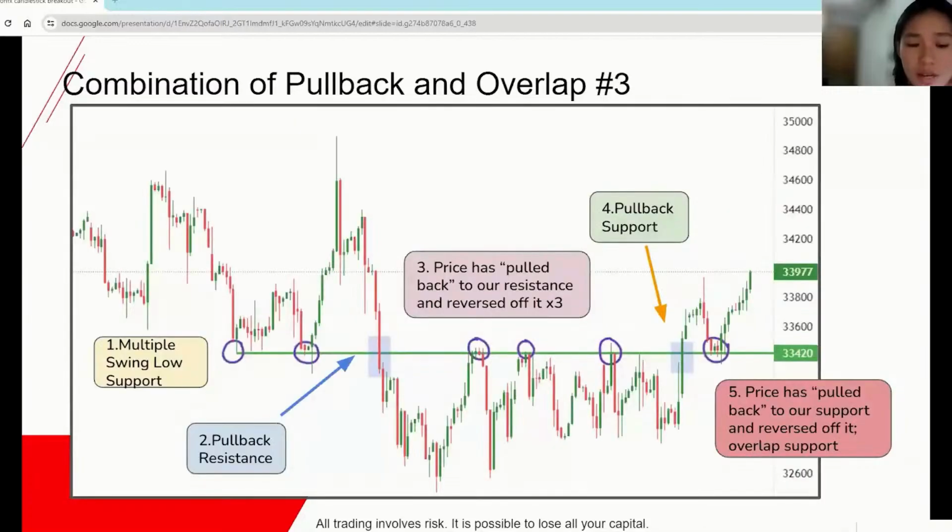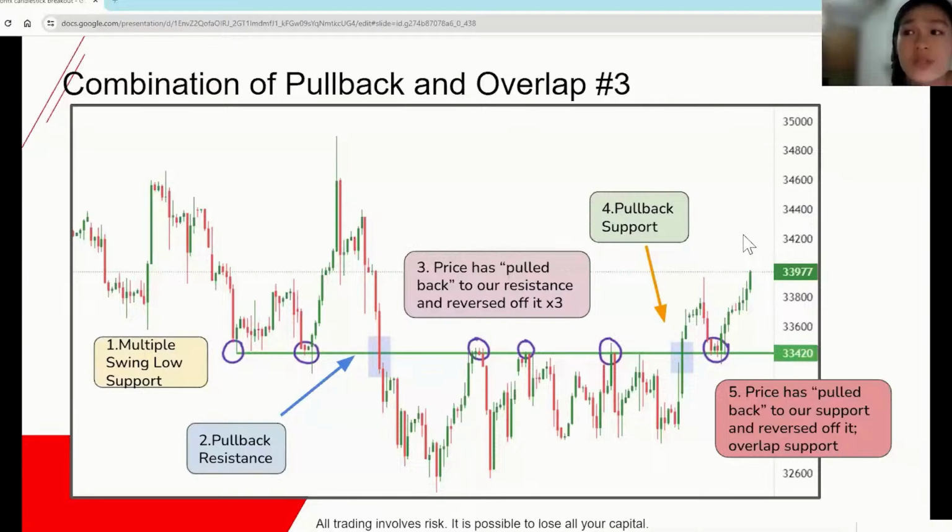Okay, and in our last example here, there are multiple swing lows that are in line with that 33420 support level. Once price breaks this level, it then becomes a pullback resistance. We can see price has tested this level 3 times over here, making it a strong overlap resistance level. Once price actually breaks out of it at point number 4, we can see it becoming a pullback support, and then once it bounces off again, it becomes an overlap support.